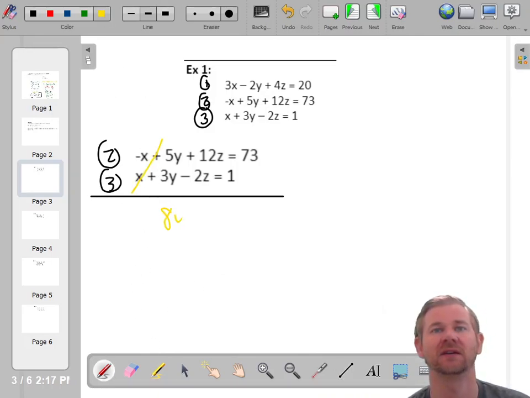Now I have 8y plus 10z, so 5 plus 3 is 8, 12 minus 2 is 10, and 73 plus 1 is 74. I have lines 1, 2, and 3.